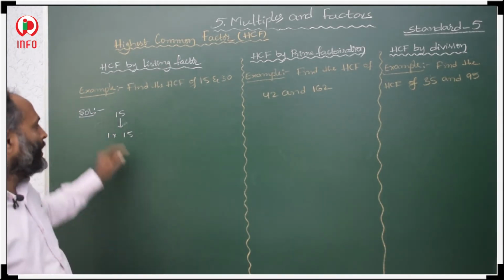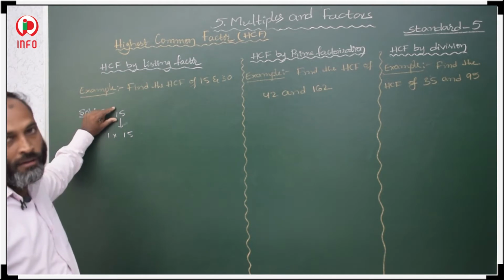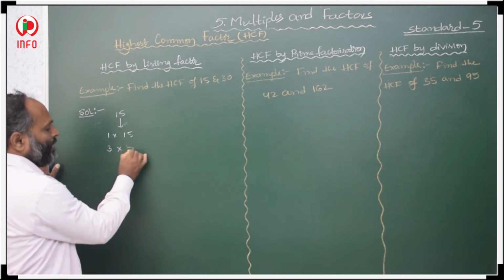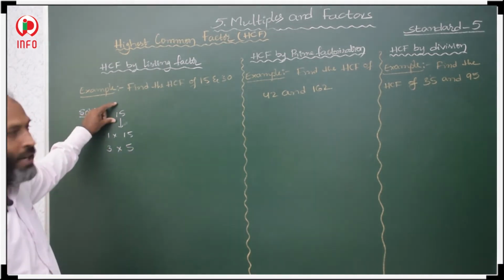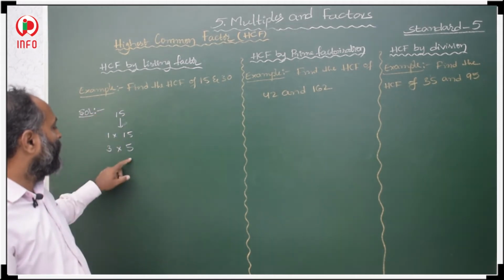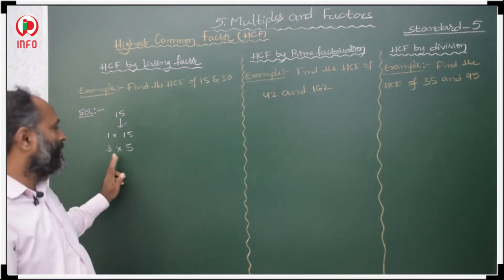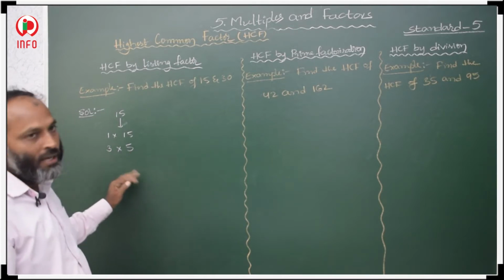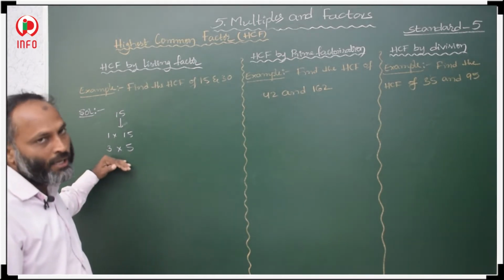Then after that, in the 2 table we won't get this 15. In the 3 table, 3 fives are 15. In the 4 table we won't get 15. In the 5 table we will get 15, 5 threes are 15, but 3 fives are already there, so it repeats. Stop till here only.